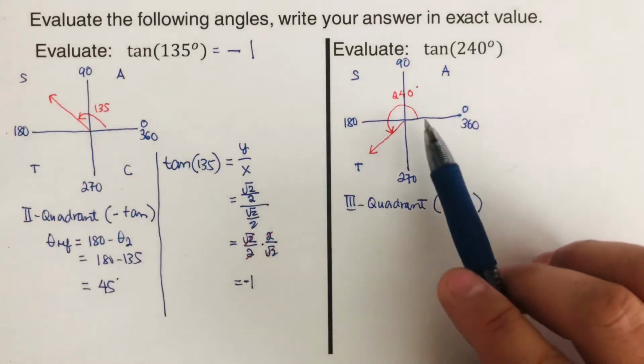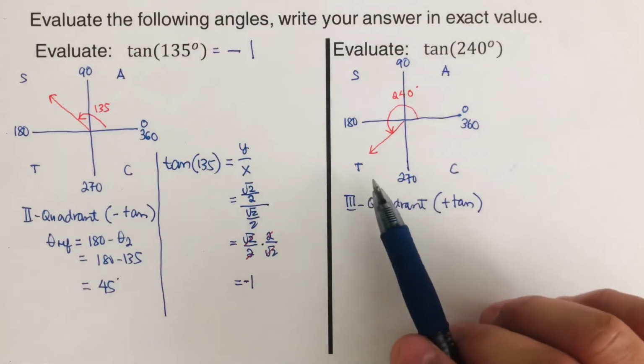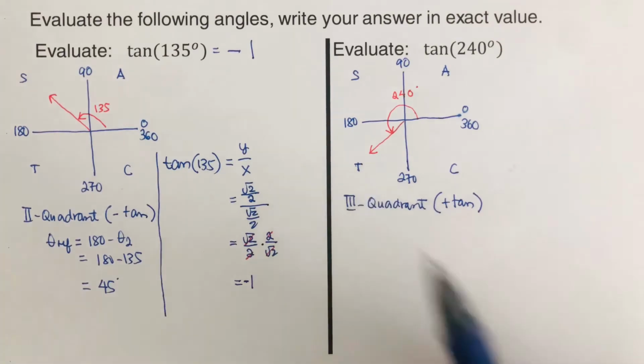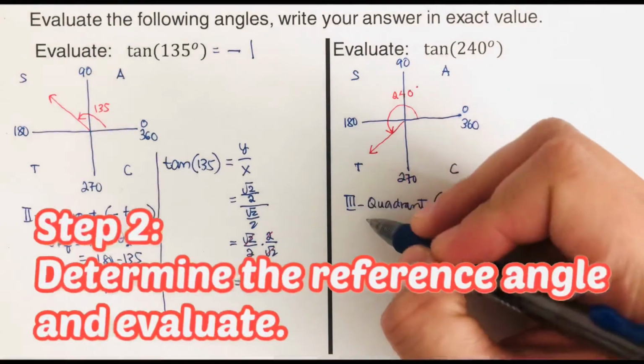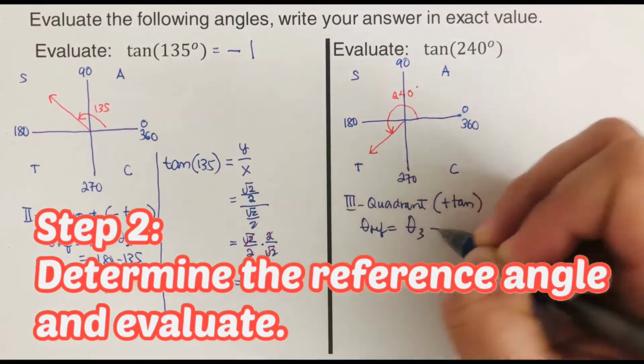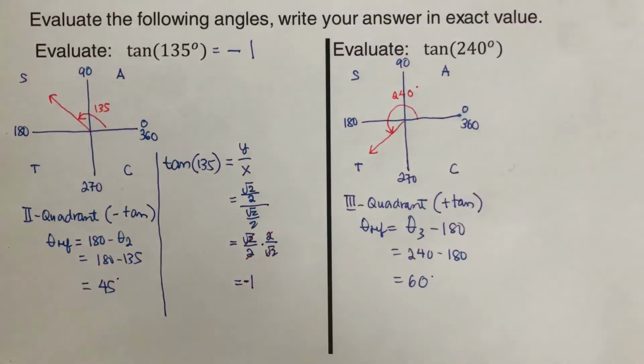Okay, so I've labeled it. So that's 240. That's located on the third quadrant. And in the third quadrant, the tangent is positive. So then we go ahead and move on to the second step. We determine the reference angle. Okay, so we determined that the reference angle for 240 is 60 degrees.